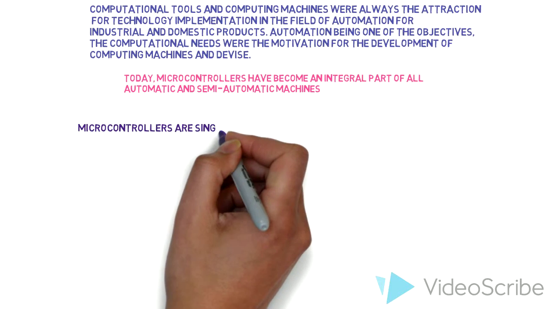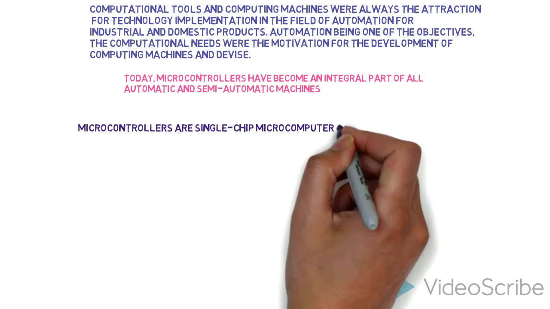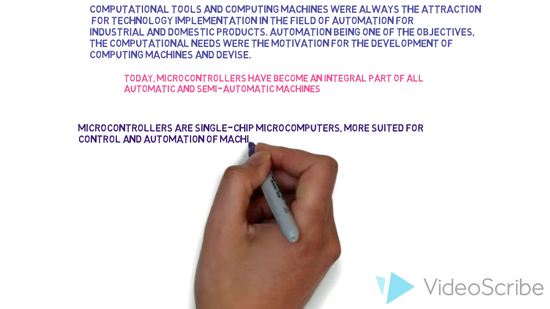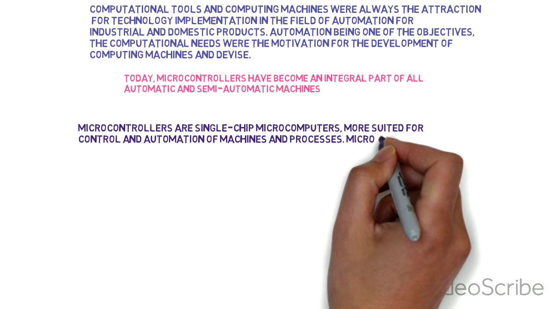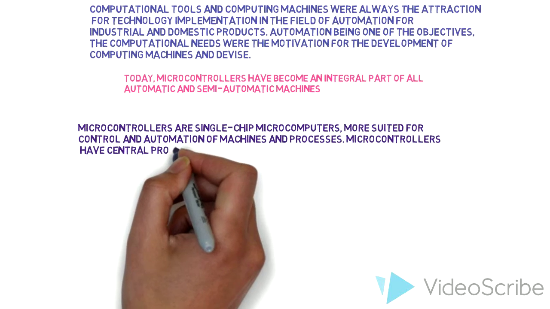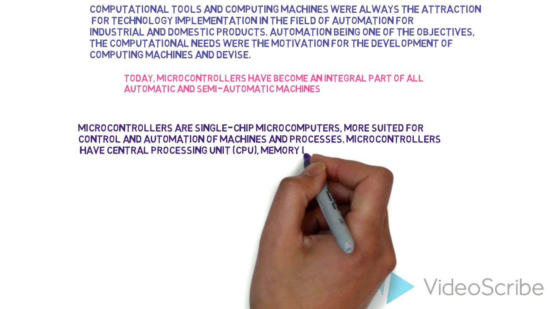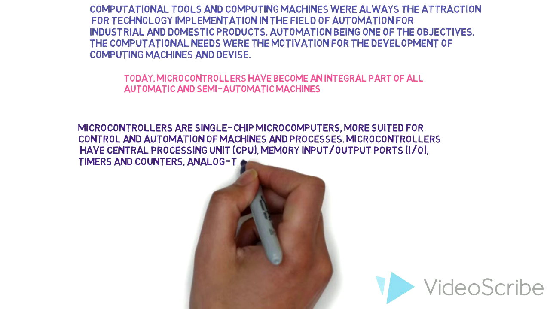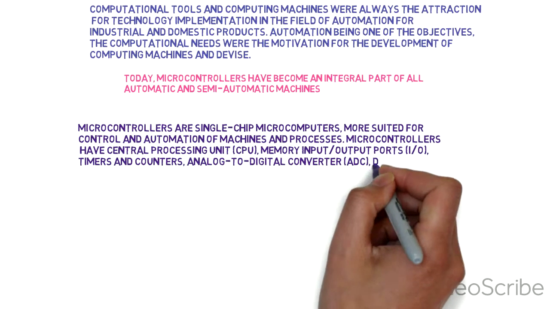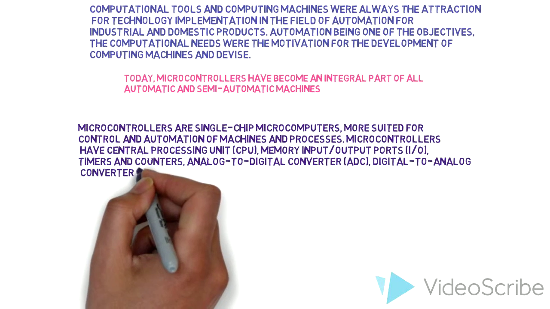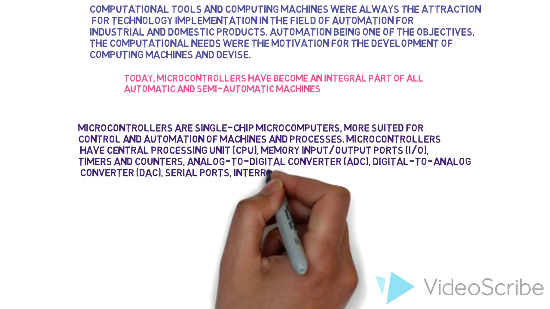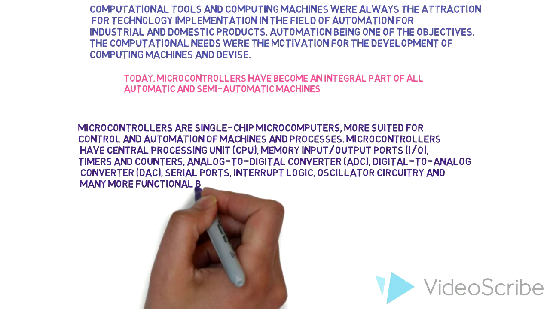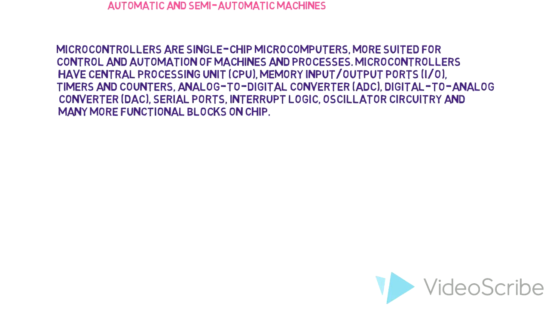Well, microcontrollers are single-chip microcomputers more suited for control and automation of machines and processes. Microcontrollers have a central processing unit, or the CPU, memory, input and output ports, timers and counters, analog to digital converters or ADC, digital to analog converters DAC, serial ports, interrupt logic, oscillator circuitry, and many more functional blocks on a chip.